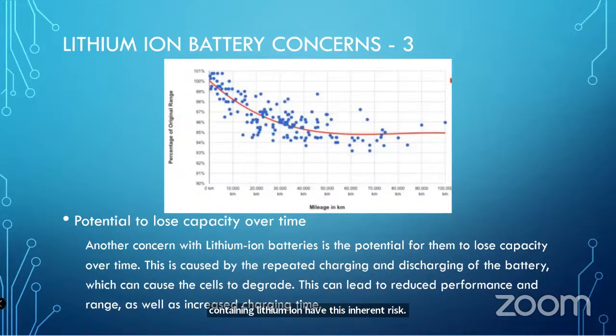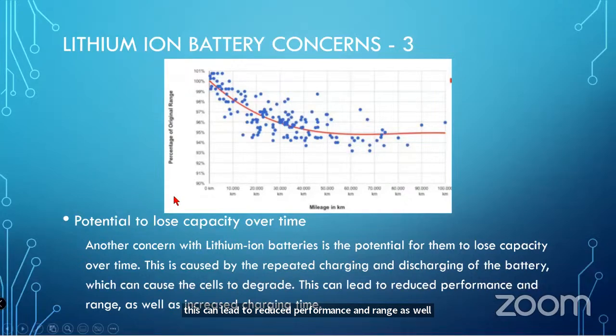Also, the potential to lose capacity over time. Another concern with lithium-ion batteries is the potential for them to lose capacity over time. This is caused by the repeated charging and discharging of the battery, which can cause the cells to degrade. This can lead to reduced performance and range, as well as increased charging time.